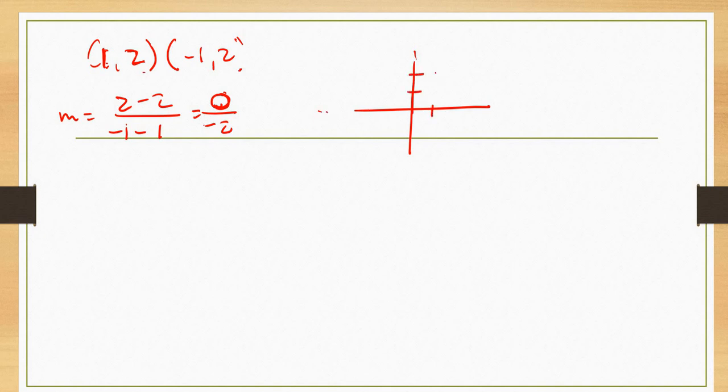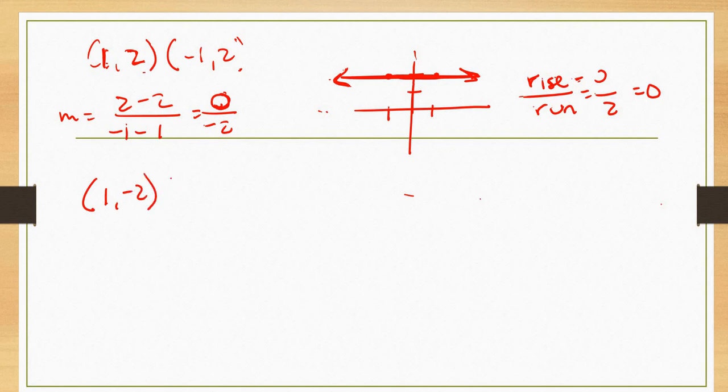So 1, 2, and negative 1, 2. My rise is 0. As I move from one point to another, I don't go up and down at all. I just go right and left. So my rise is 0 over my run, which is 2. So a slope of 0 denotes a horizontal line. No rise, just run.